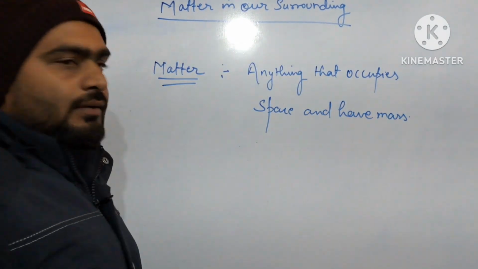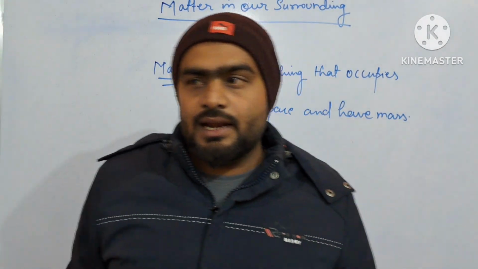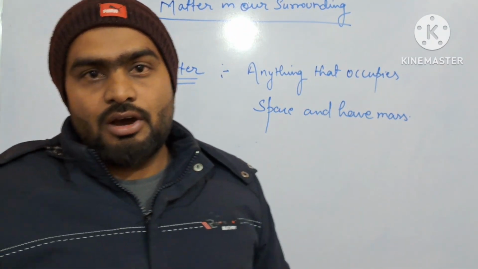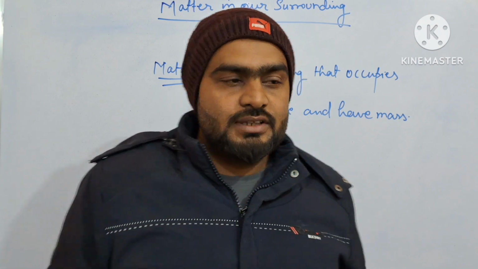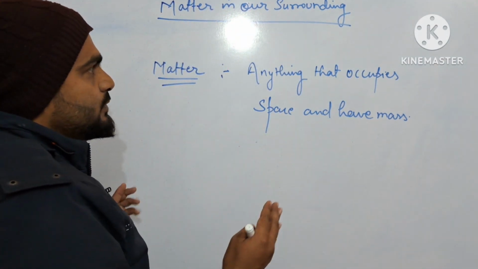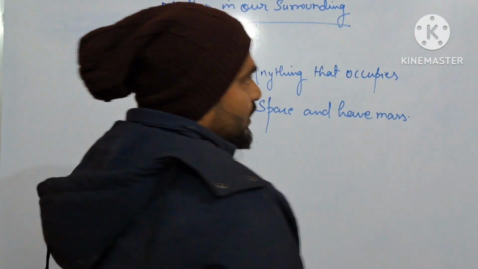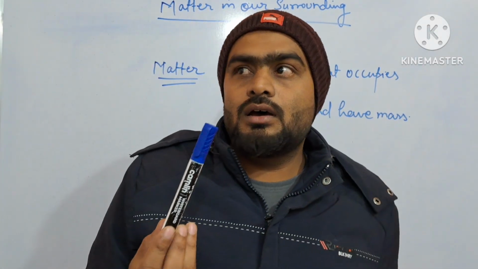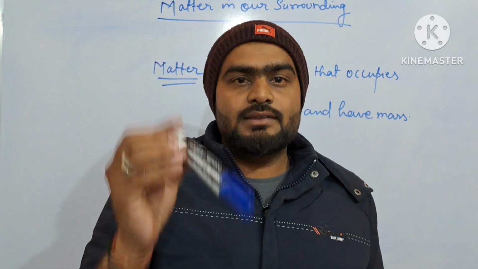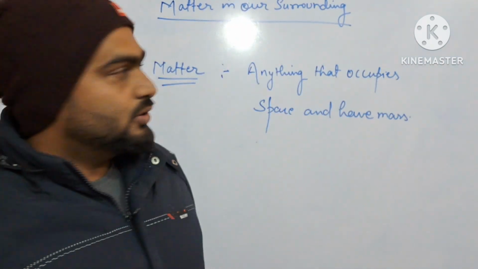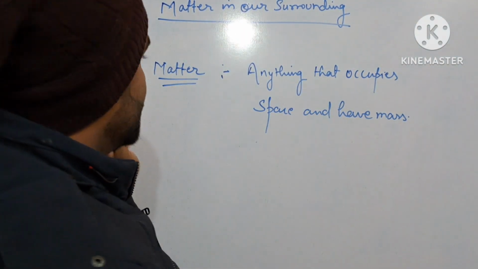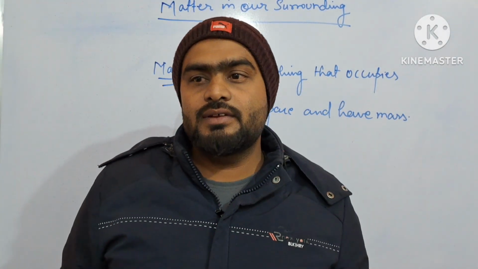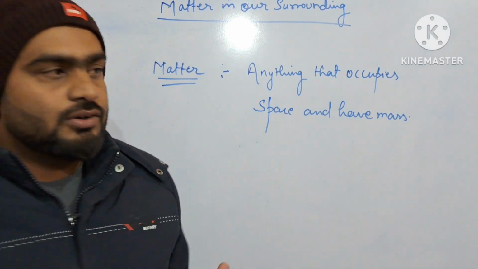That means whatever we are seeing around us, like this pen, this blackboard, these walls, all are matter, because they occupy space. This whiteboard occupies a fixed space and has a mass. This marker occupies some space and has a mass. Chair, bench, bag, book, everything is matter.